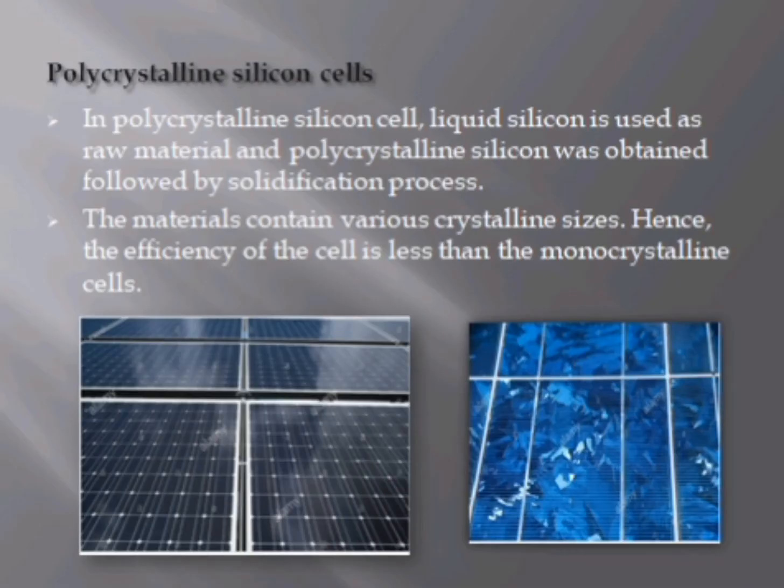Next, polycrystalline solar cell. Liquid silicon is used as raw material. Polycrystalline silicon is obtained by a solidification process. The material contains various crystalline sizes. The efficiency of this cell is less than the monocrystalline cell.